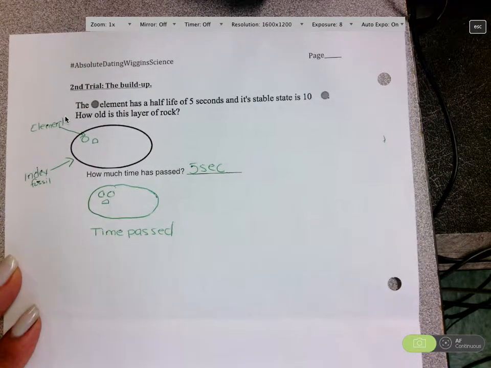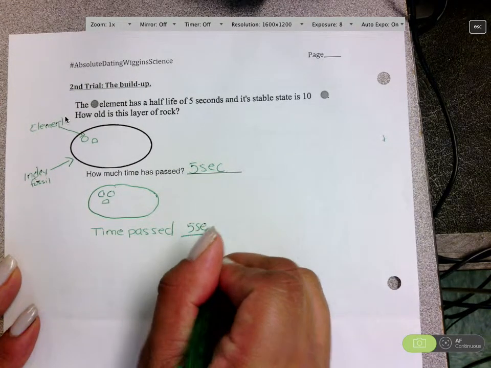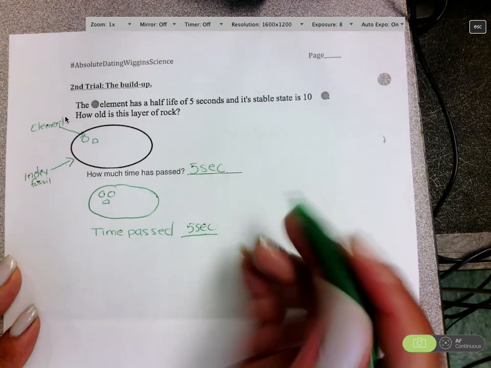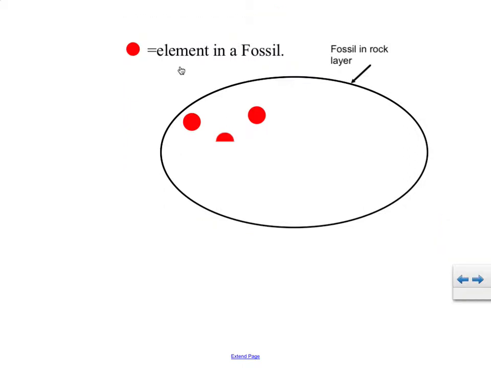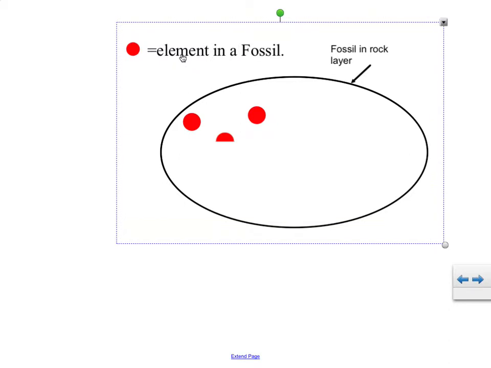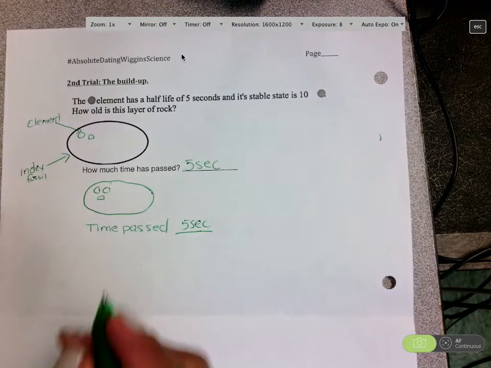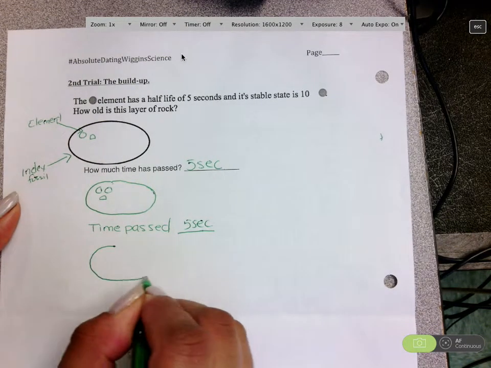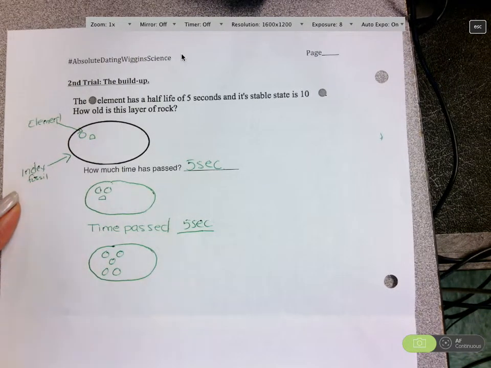Are we at its stable state? No. So do we have to go more? Yeah. How much time will have to pass? 5 seconds. After those 5 seconds, we're going to gain another half. So count 5. 1, 2, 3, 4, 5. It's still half-life because we're gaining a half-life back. So now we went from 2 1/2 to 5. We added another 2 1/2. So now we have our index fossil that now contains 1, 2, 3, 4, 5.